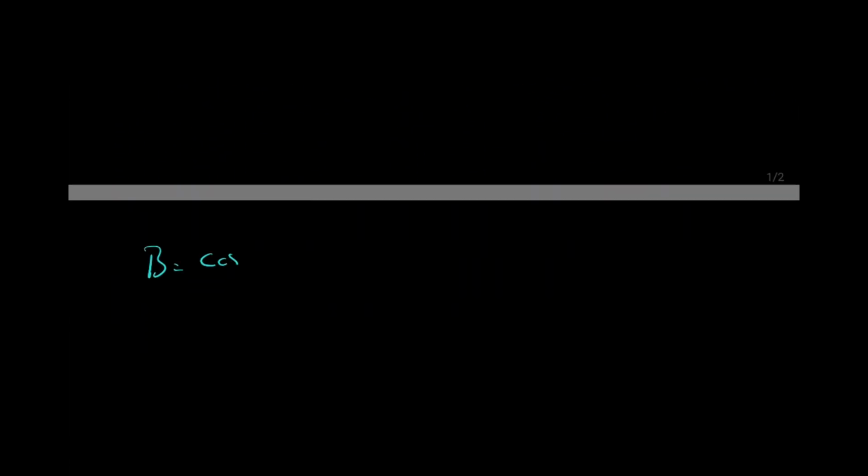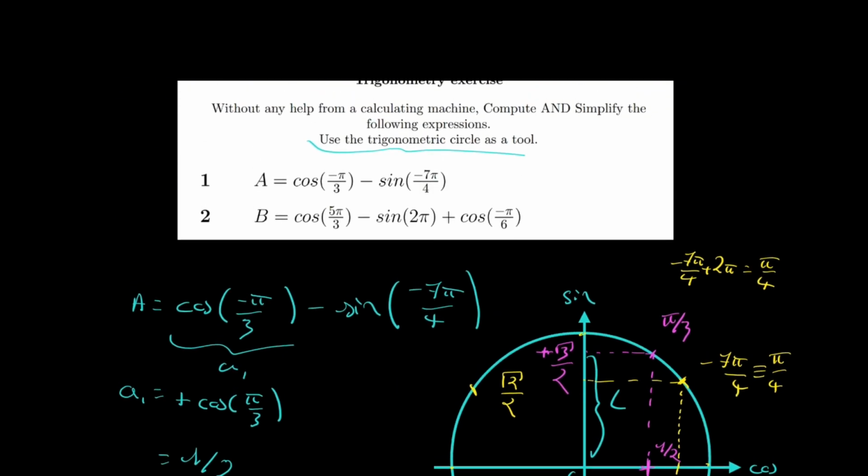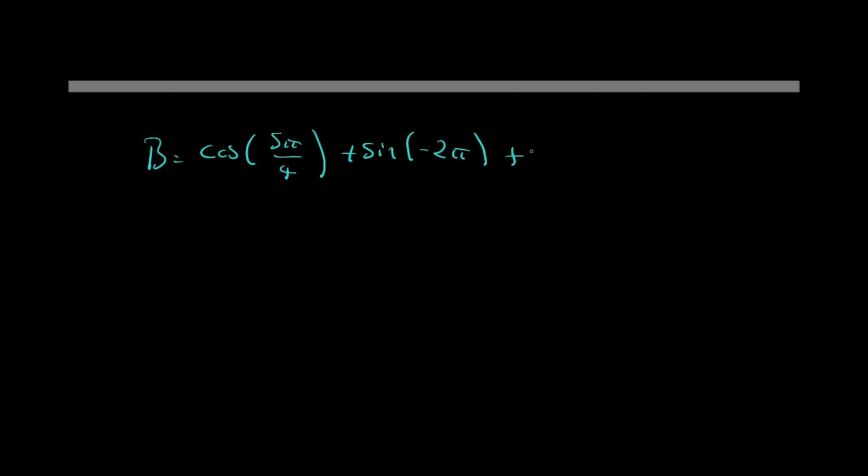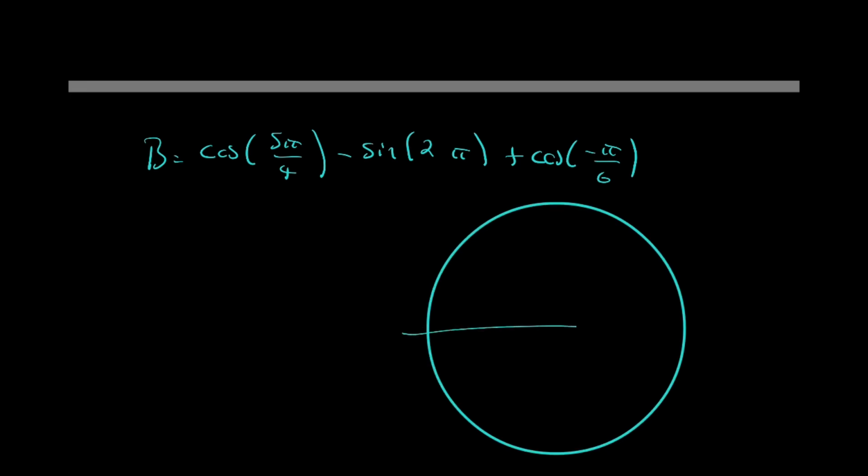cosinus of 5 pi over 4 minus sinus of minus 2 pi plus cosinus of minus pi over 6. So here we have the minus in front. So sinus of 2 pi. So let's write down a trigonometric circle. Let's graph it. Trigonometric circle with my cosinus axis, my sinus axis. Let's try to locate our different angles.